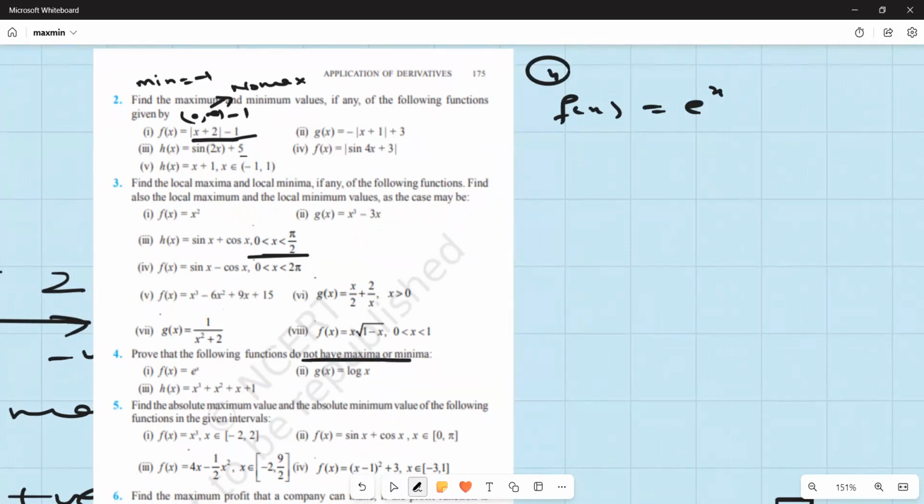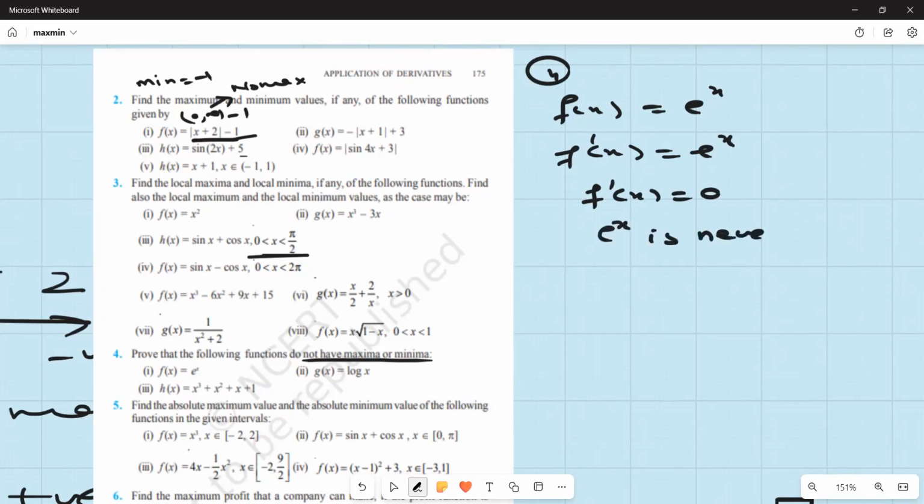It doesn't have maxima and minima. Why? If I differentiate, f dash x is e raised to power x, e^x again. Can I put f dash x equal to 0? No, because e^x can never be 0. It is never 0. Its value e always lies between 2 and 3. E can never be negative or 0. So we can't find out maximum or minimum from this because there is no criteria for this.